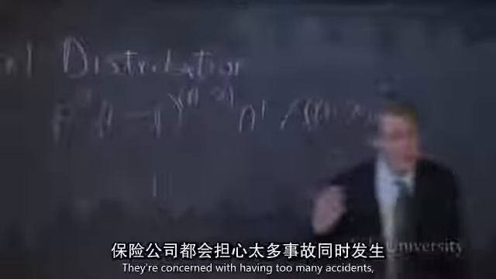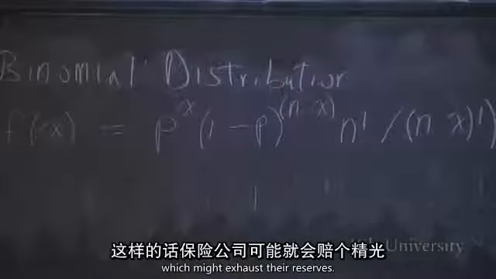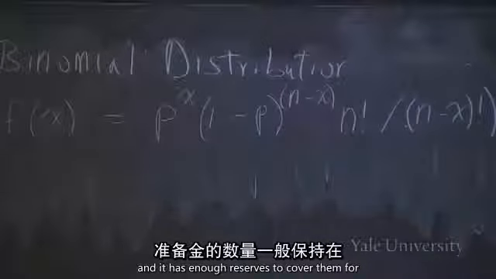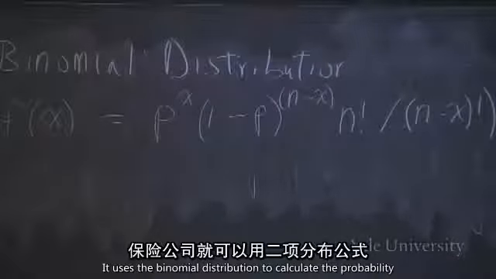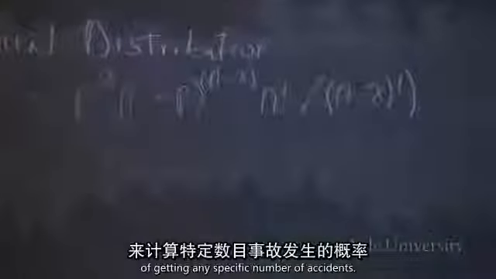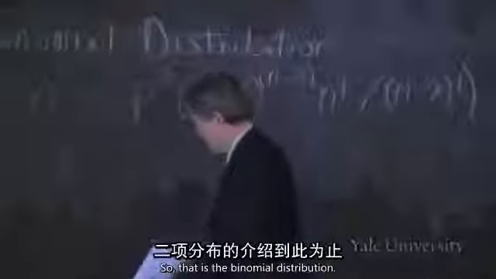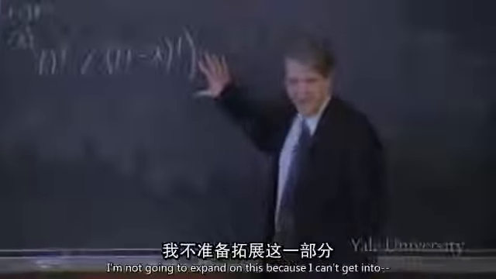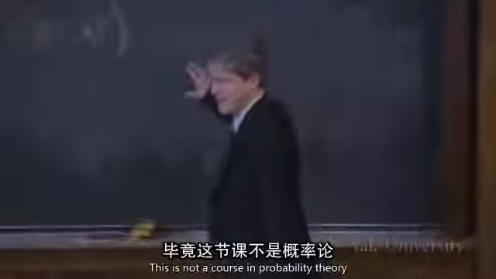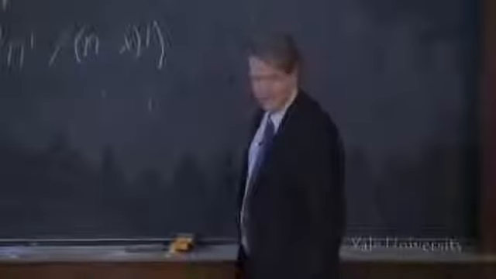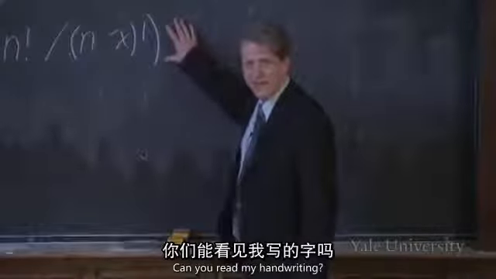They're concerned with having too many accidents, which might exhaust their reserves. An insurance company has enough reserves to cover a certain number of accidents, and they use the binomial distribution to calculate the probability of getting any specific number of accidents. So that is the binomial distribution. I'm not going to expand on this because I can't get into detail. This is not a course in probability theory, but I'm hopeful that you can see the formula and apply it. All right? Any questions? Is this clear enough? Can you read my handwriting?